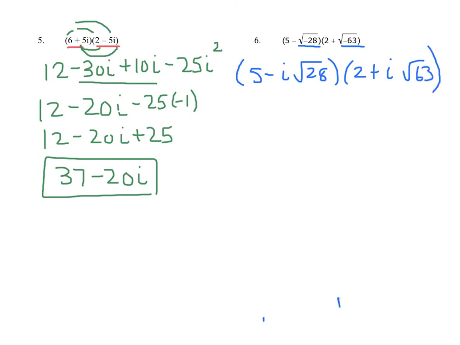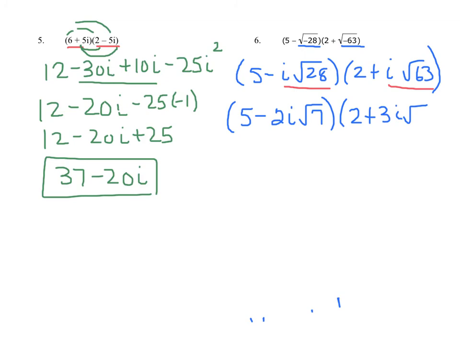And rather than go ahead and try and do the multiplication with the numbers, which are rather large in here, we're going to go down and break those down. So the first expression, we can come back into 5 minus 2i radical 7, since 28 is 4 times 7. And the second one we can break down as 2 plus 3i radical 7. And now would be a little bit more reasonable to come back and do the products.